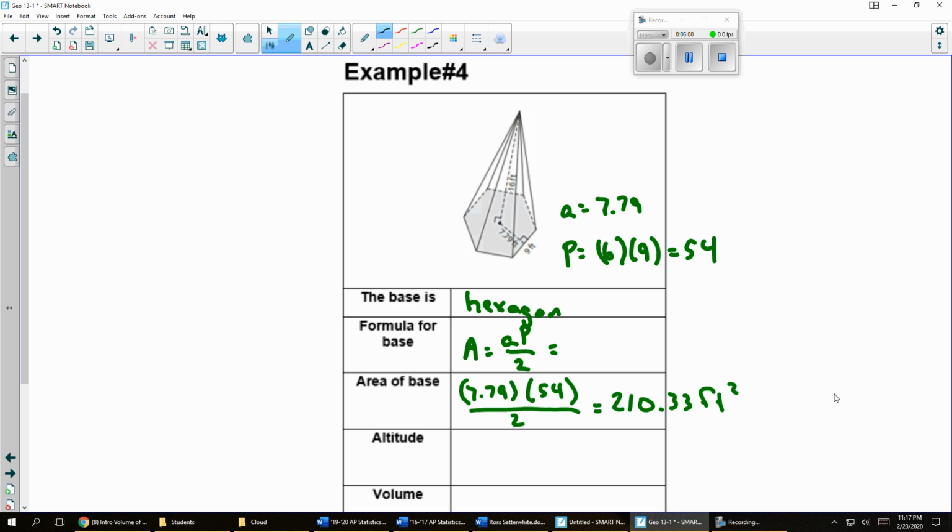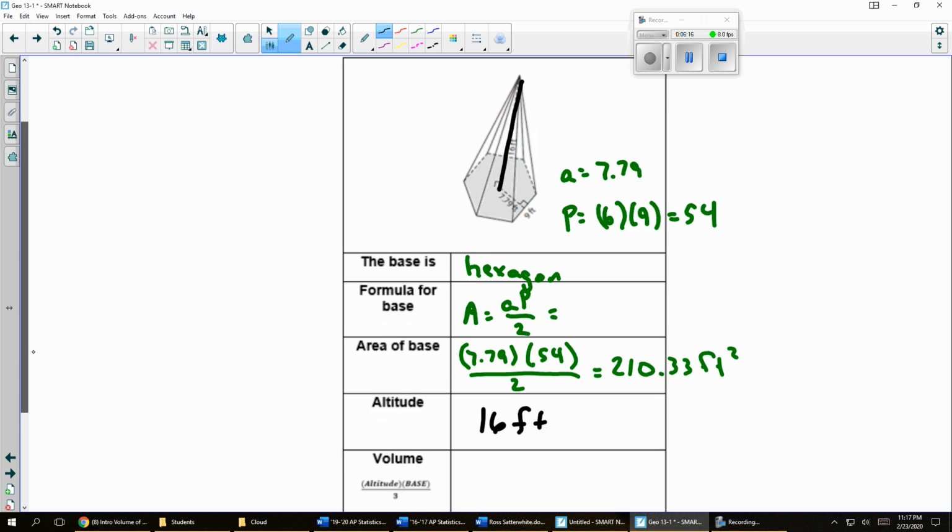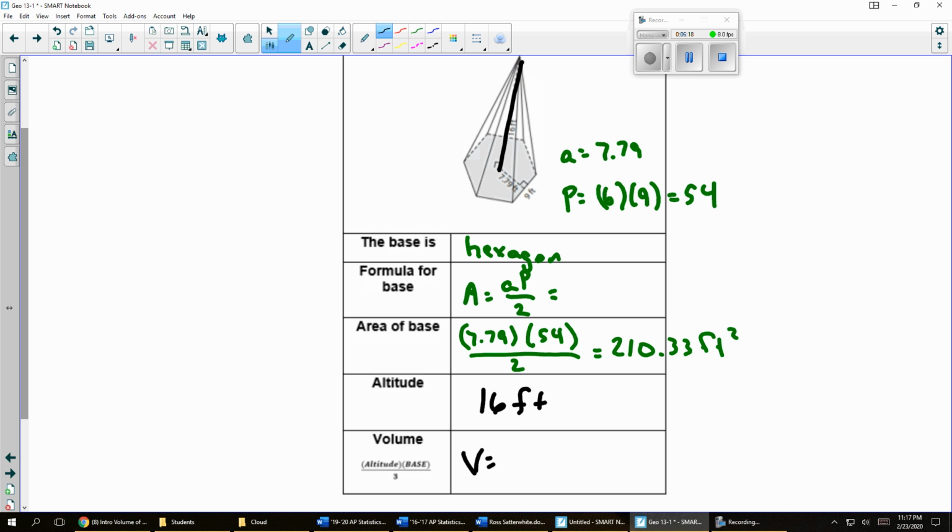Now the altitude, this distance right here, is the altitude. That's 16 feet. So my volume now is the altitude times the area of the base divided by 3. Using my calculator, 1121.76 cubic feet.